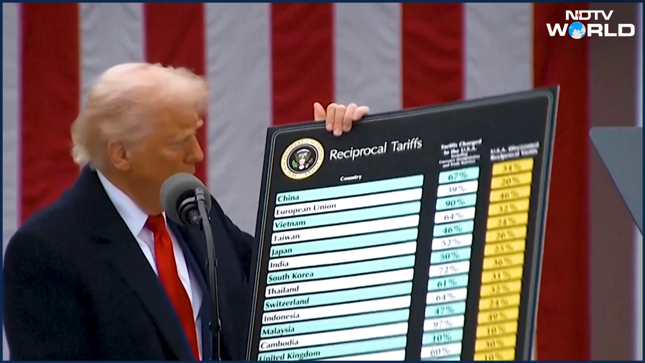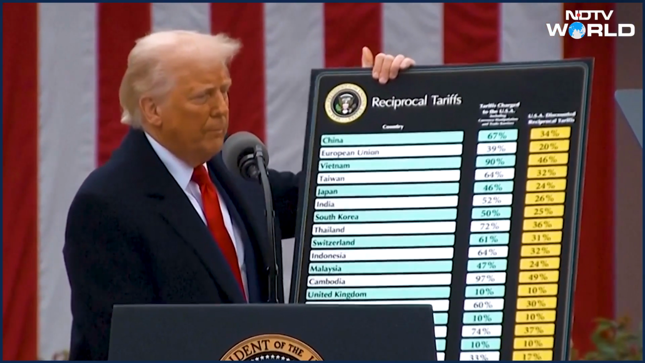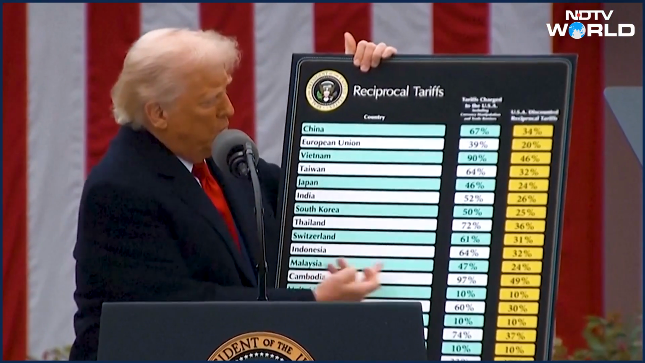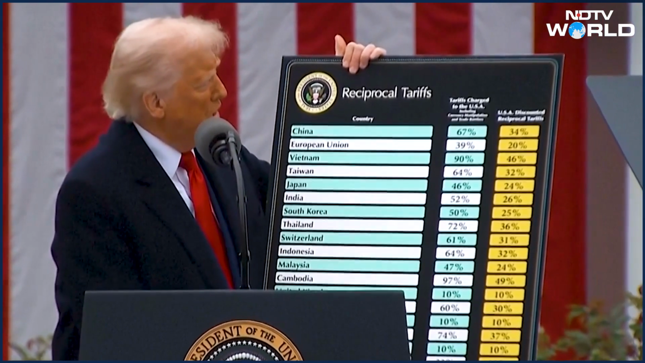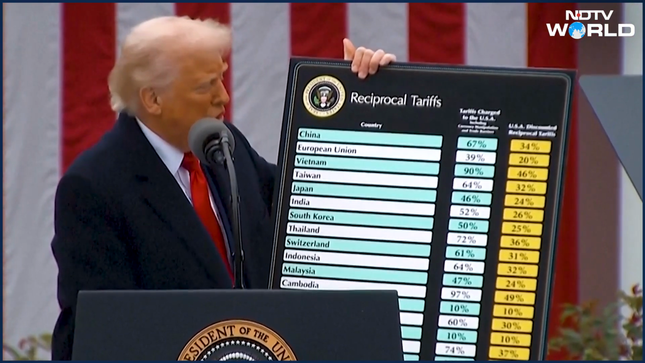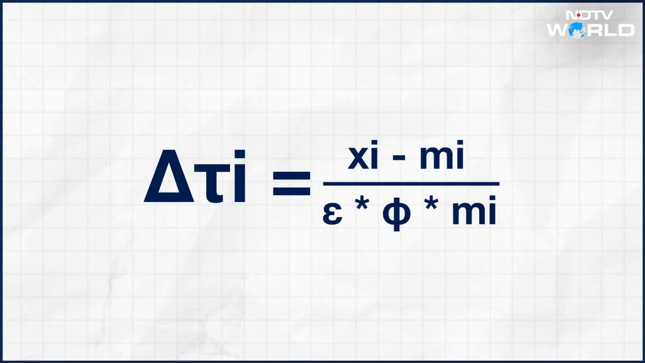When Trump presented a giant cardboard chart detailing the tariffs in the White House Rose Garden, it was initially assumed that the charges were based on a combination of existing tariffs and other trade barriers, as it was mentioned on the fine print. But later, the White House published what might look like a complicated mathematical formula.